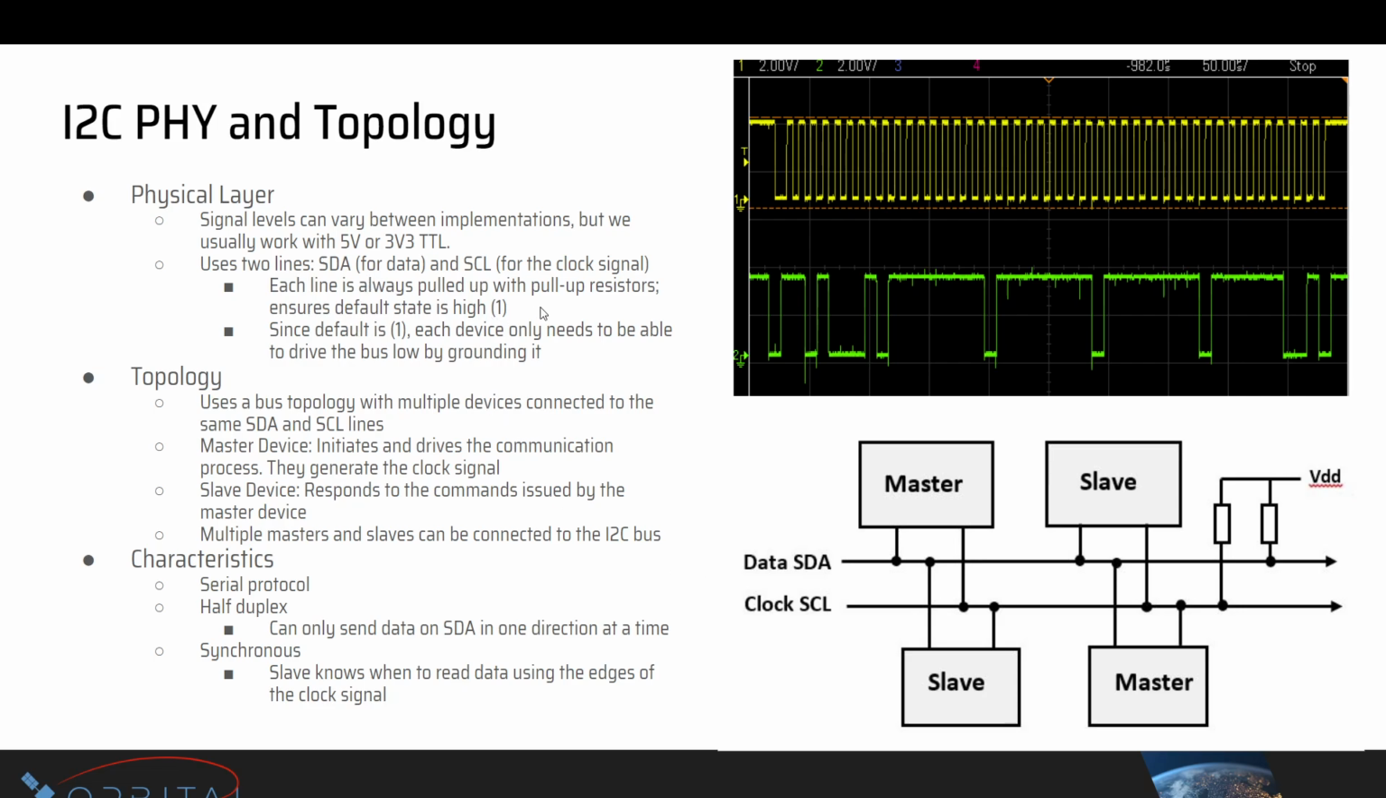And by the I2C standard, every line is always pulled up with pull-up resistors to make sure that the default state is high. This makes sure that each device only needs to be able to drive the bus low by grounding it. So if you're designing some kind of device that's going to be using I2C, you don't need to add some kind of logic or hardware to make it able to drive the bus high to send a one. All you have to do is let go, stop driving the bus, and it will automatically be back to its default state of one, and you only have to ground it to drive it to a zero.